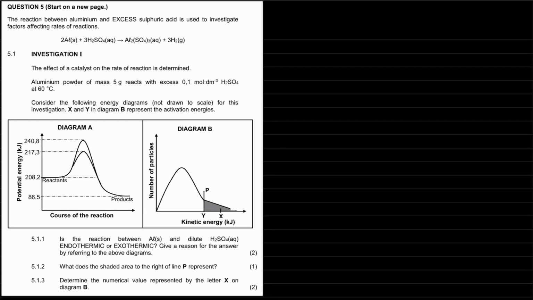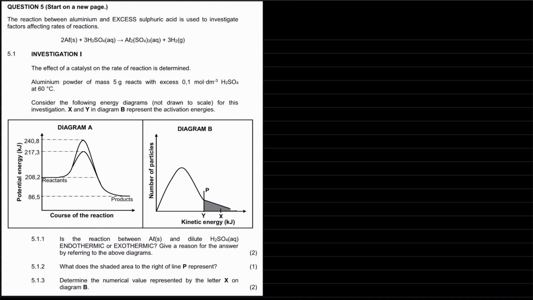Let's take a look at this rates of reactions question. The question reads, the reaction between aluminium and excess sulfuric acid is used to investigate factors affecting the rates of reactions. Investigation 1, the effect of a catalyst on the rate of a reaction is determined. Aluminium powder of mass 5 grams reacts with excess 0.1 moles per dm cubed H2SO4 at 60 degrees Celsius. Consider the following energy diagrams not drawn to scale. For this investigation, X and Y in diagram B represent the activation energies.